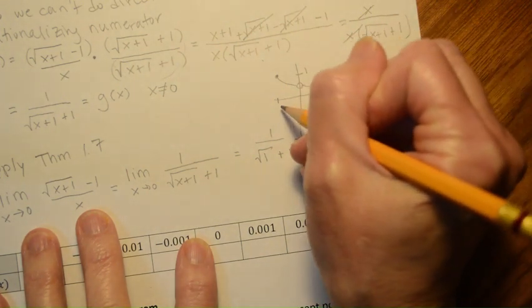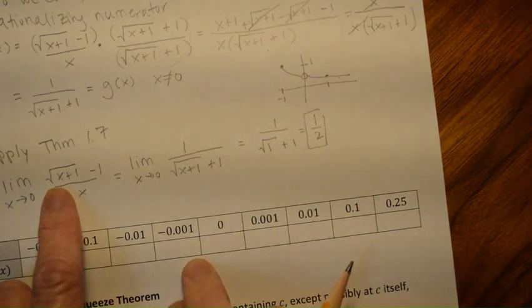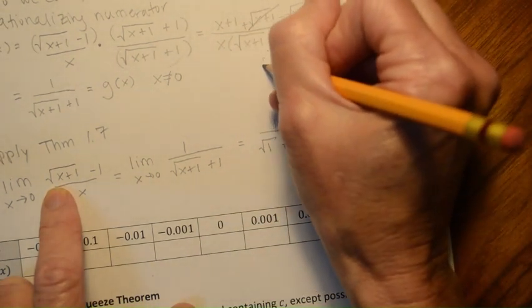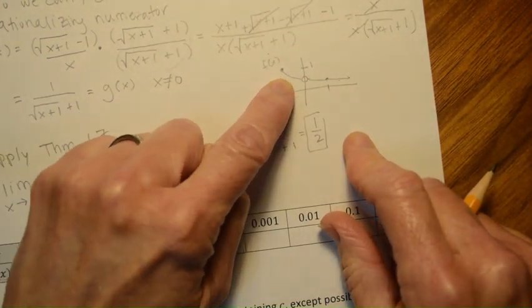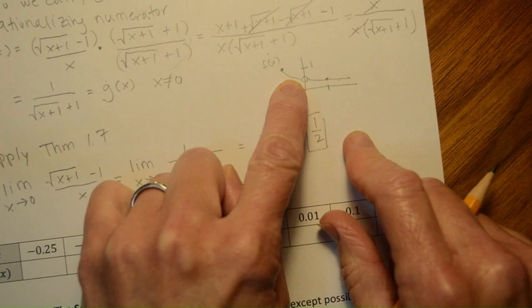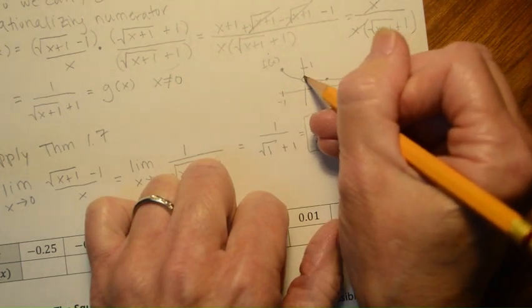Notice the function is not defined to the left of -1, because then I would end up with a negative under the radical. So this is the graph of f of x. And so we can see from this that as we approach values from the left of 0, we end up at 1/2, and from the right of 0, we end up at 1/2, even though the graph is not defined there.